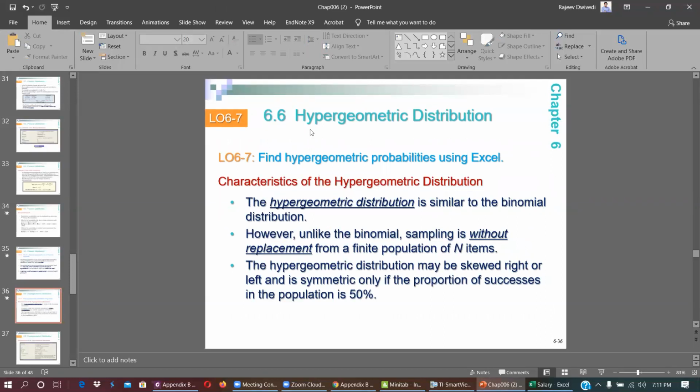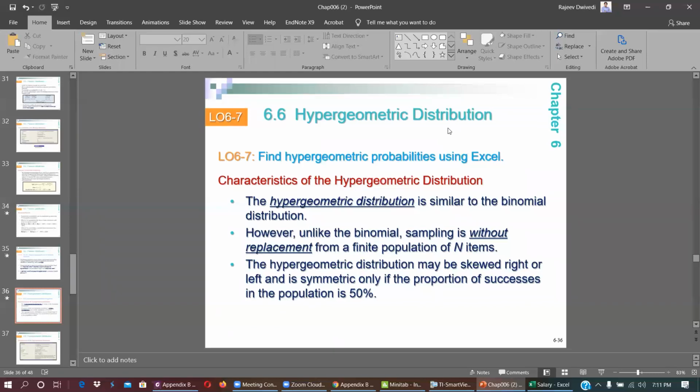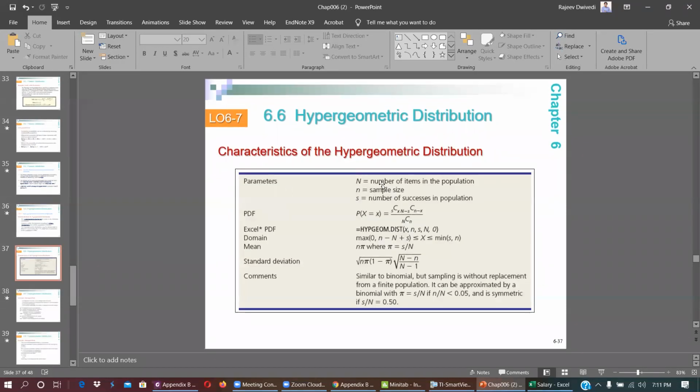Now the next one is the hypergeometric distribution. This is another distribution. It is an advanced form of binomial distribution. It has a population, it has a sample. So what is important? Whenever you see a population given, a sample given, and the success given, meaning the probability is given, then you can use hypergeometric distribution, because in binomial distribution you have only the sample n.